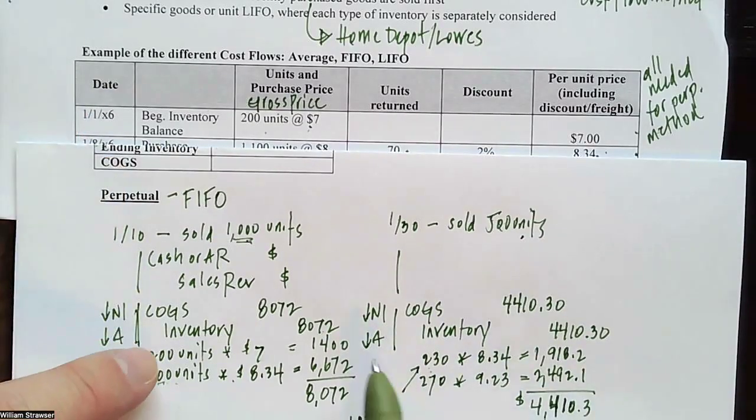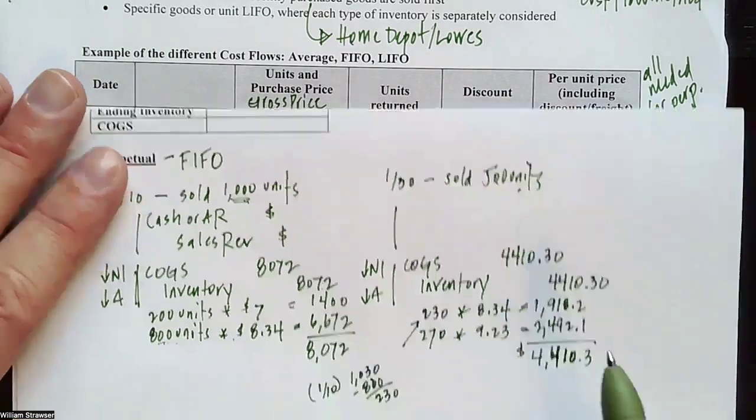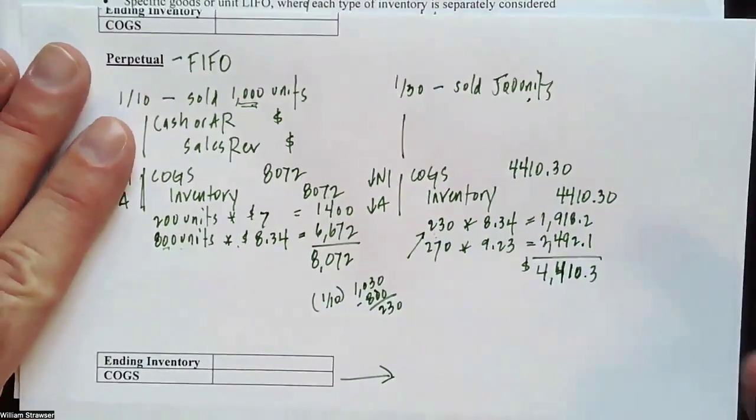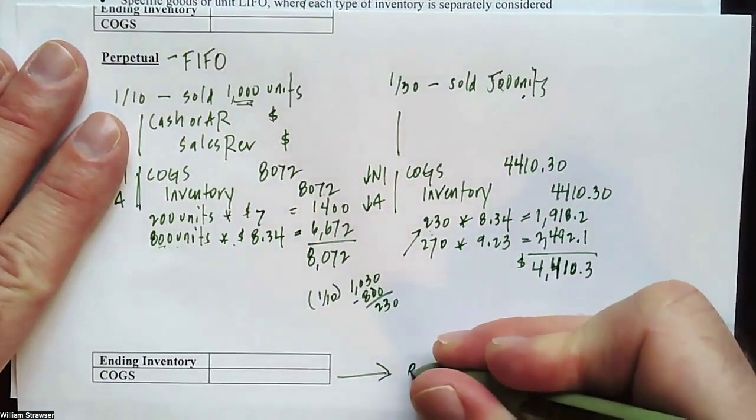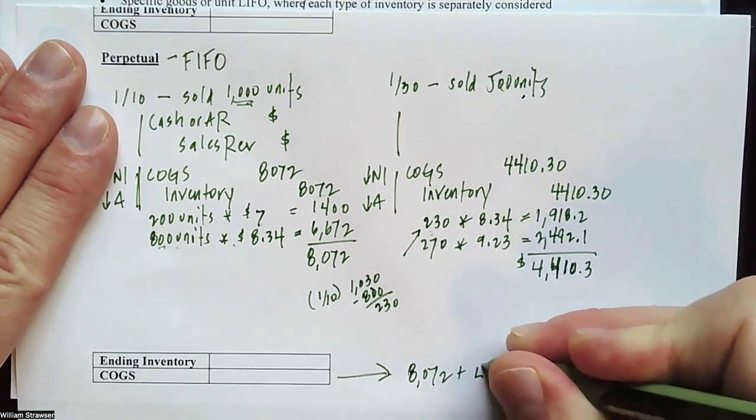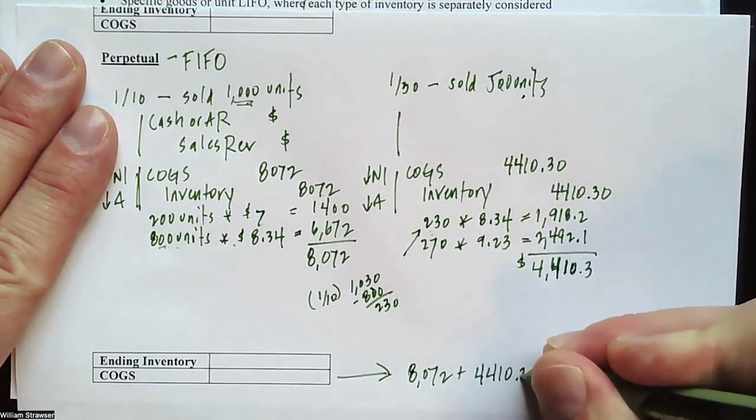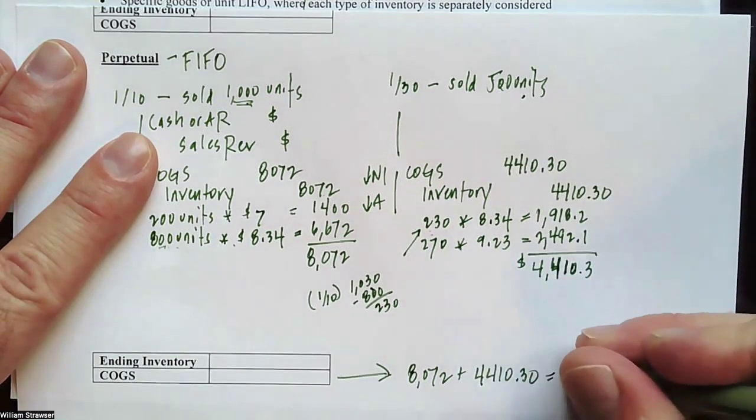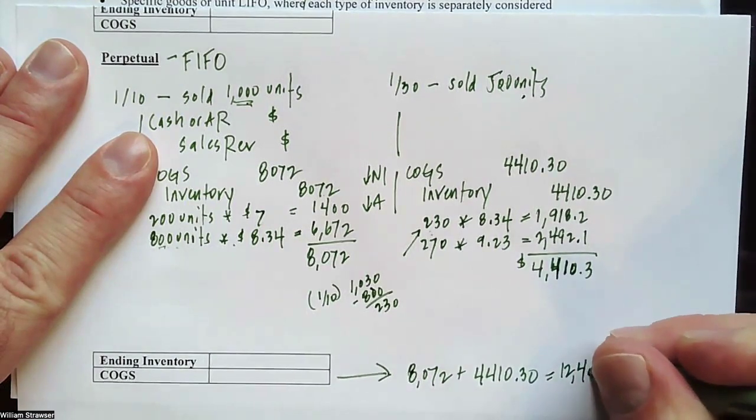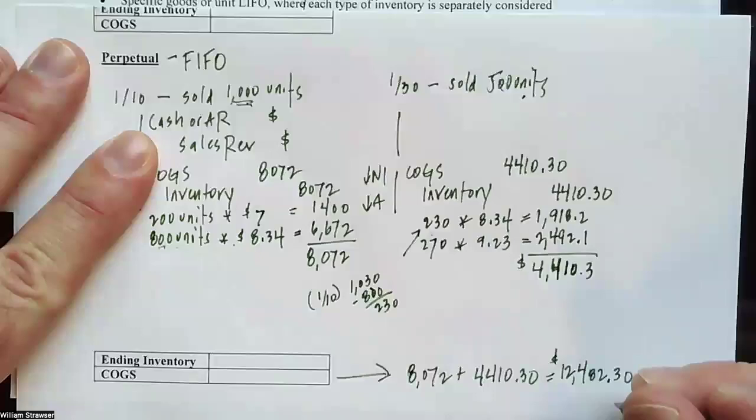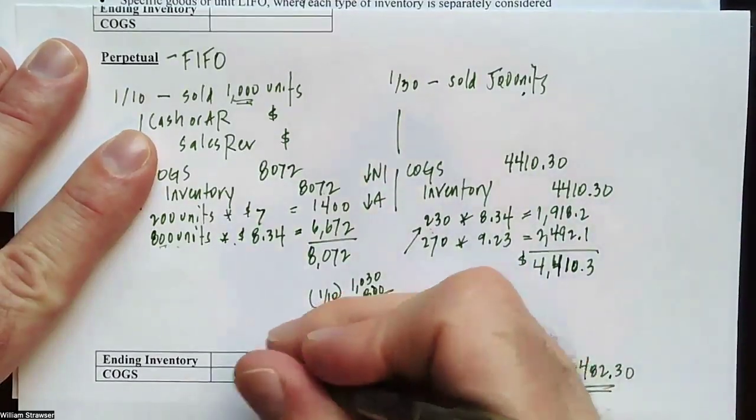Again, we can come up with our total cost of goods sold by just adding those two amounts. So the cost of goods sold amount I would drop there would be the 8,072 plus the $4,410.30. And that is 12,482 and 30 cents. It's my total cost of goods sold.